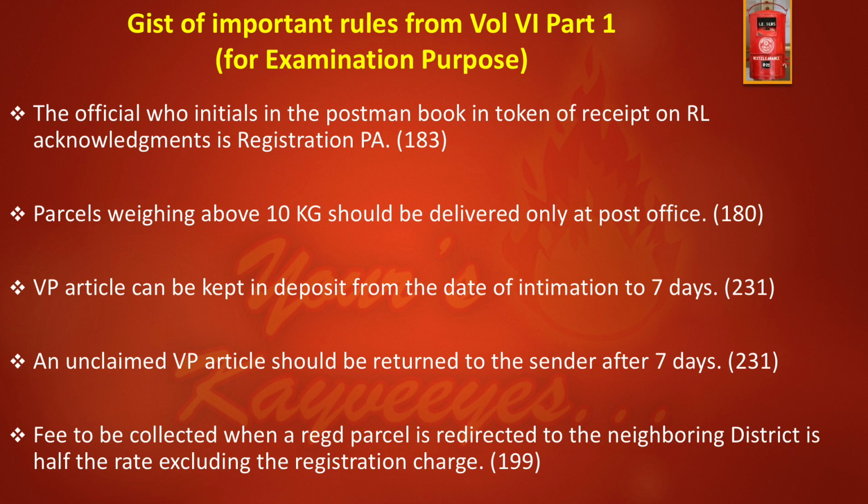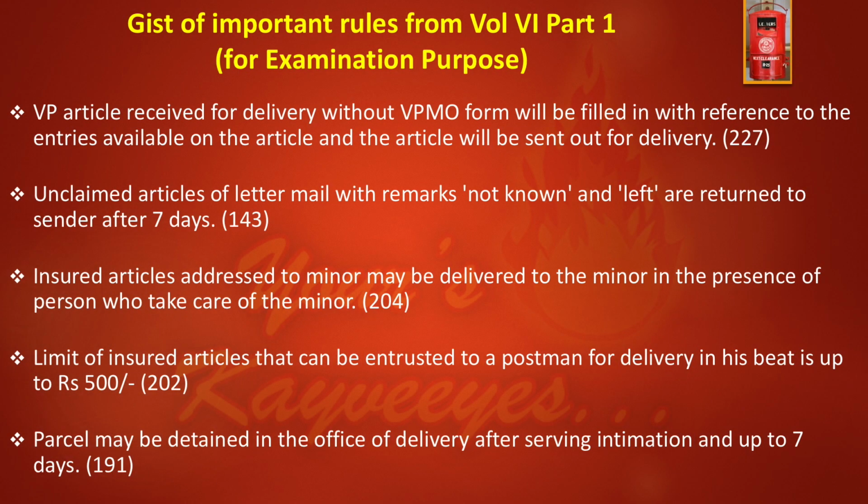Rule number 231. Fee to be collected when a registered parcel is redirected to the neighboring district is half the rate excluding the registration charge. Rule number 199. VP article received for delivery without VPMO form will be filled in with reference to the entries available on the article and the article will be sent out for delivery.